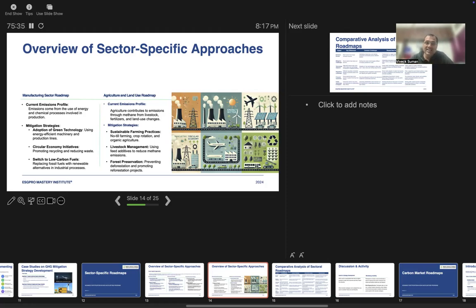Last but not least is agriculture and land use roadmaps. Current emission profile again helps you to understand whether your farmer society knows about it. Do they know which specific crops are really carbon intensive, and which kind of fertilizers they should avoid, which kind of fertilizers they can shift to, etc.